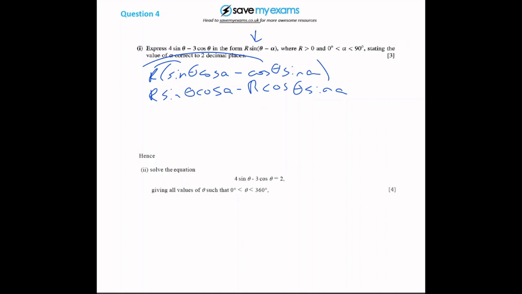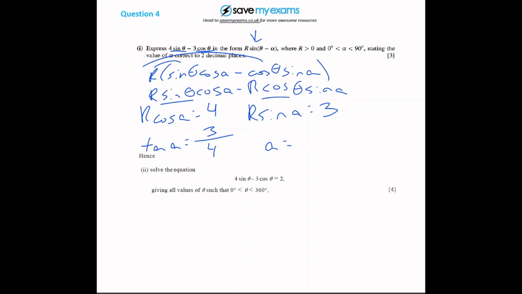So this one has sine theta, so this one has sine theta. So r cosine alpha is equivalent to 4. This one has cosine theta, cosine theta. r sine alpha is equivalent to 3. Then I have sine over cosine. So sine over cosine, and now I get tangent alpha. Inverse tangent on both sides. So I have it written down. One second. Yes, I do. So it's alpha equals 36.87.